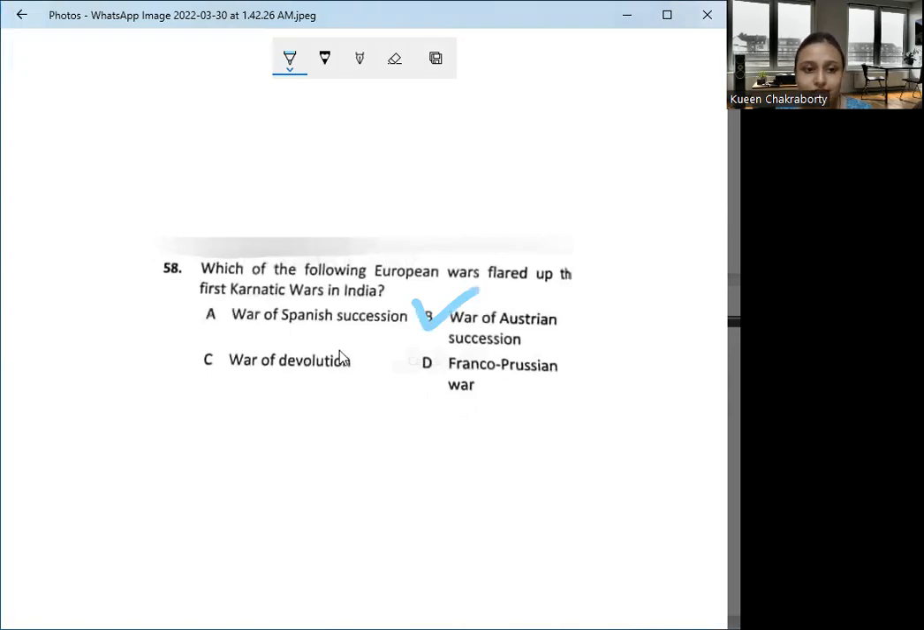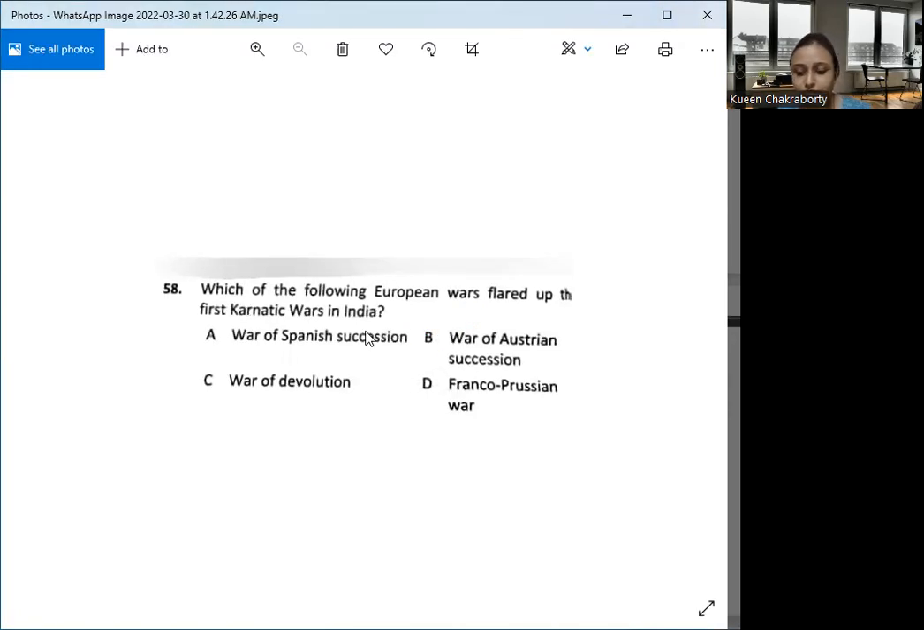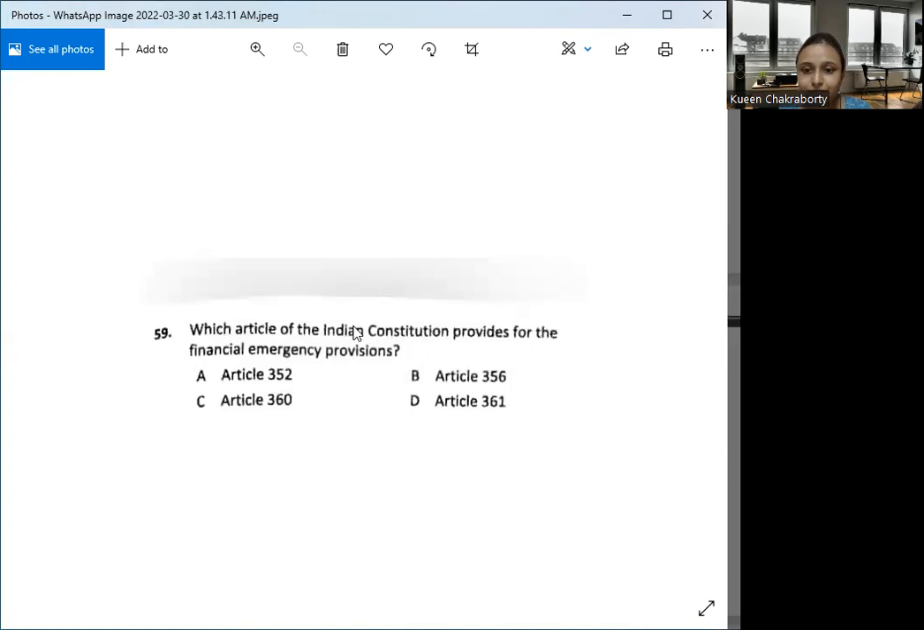Moving on to the next question, question number 59. Which article of the Indian Constitution provides for the financial emergency provisions? Article 352, Article 356, Article 360, or Article 361? And it's correctly Article 360, option C.